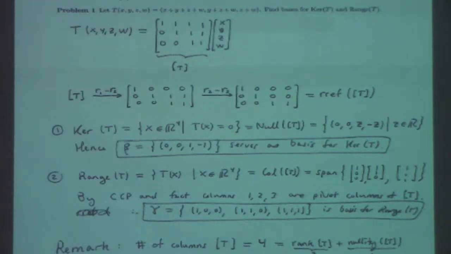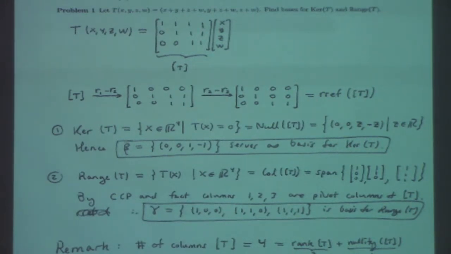Quiz as fast as I conceivably can. Let's see here. So number one was to find the basis for the kernel and the range of T, where T was given to be a linear transformation. Right? So, first of all, what are you looking for?